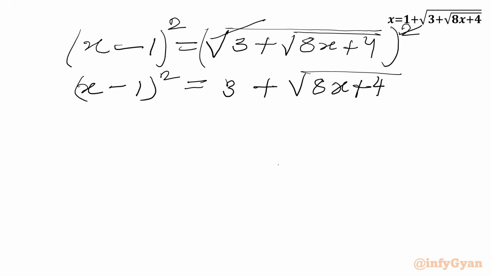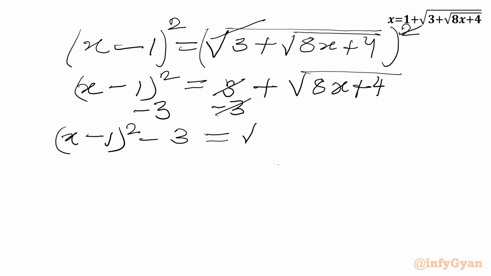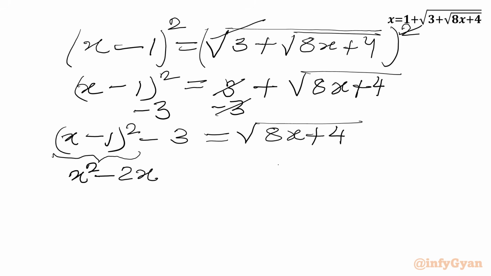Now we will subtract 3 from both sides. So I will write minus 3, and plus 3 and minus 3 will get over. We write x minus 1 whole square minus 3 equal to the square root of 8x plus 4. Now we have to expand x minus 1 whole square, which we write as x square minus 2x plus 1 minus 3 equal to the square root of 8x plus 4.